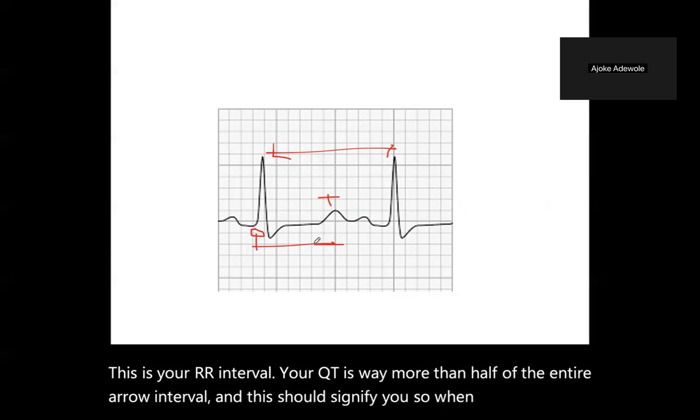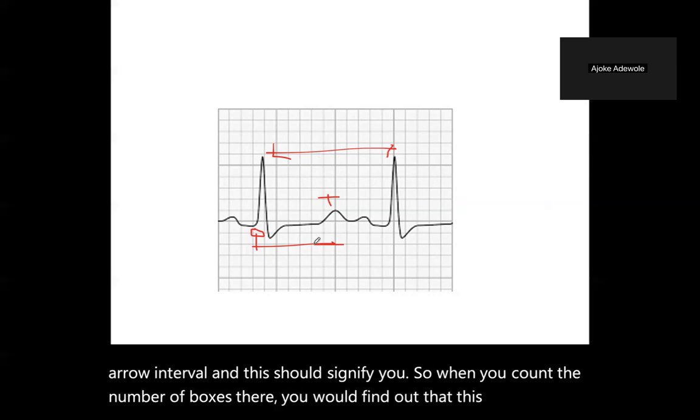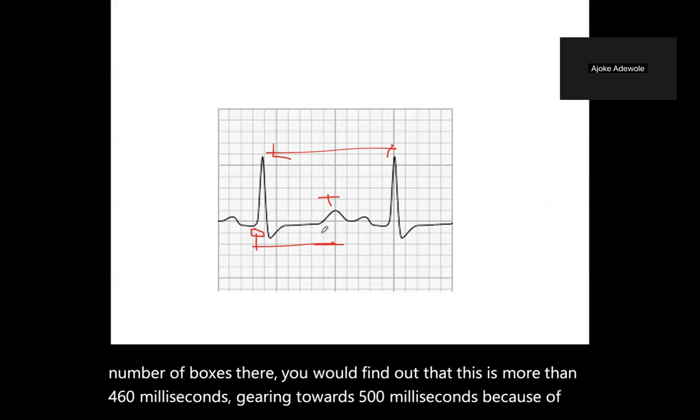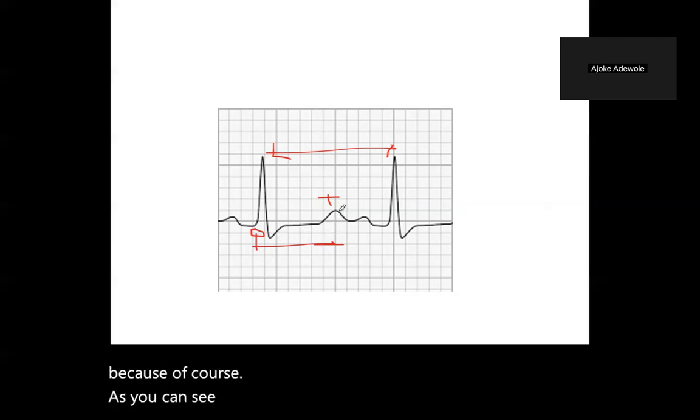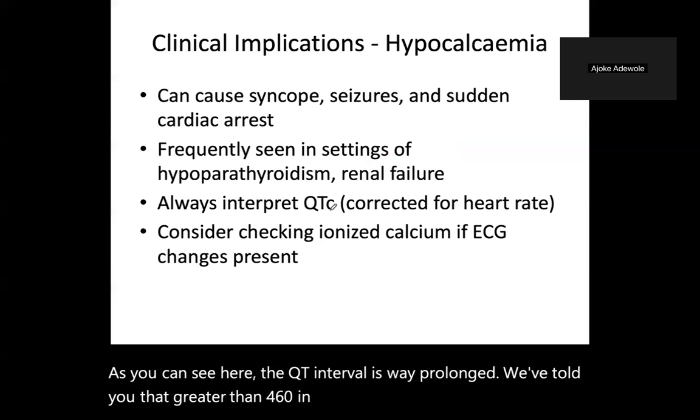So when you count the number of boxes there, you would find out that this is more than 460 milliseconds, getting towards 500 milliseconds, because of course, as you can see here, the QT interval is way prolonged. We've told you that greater than 460 in men can be a problem.